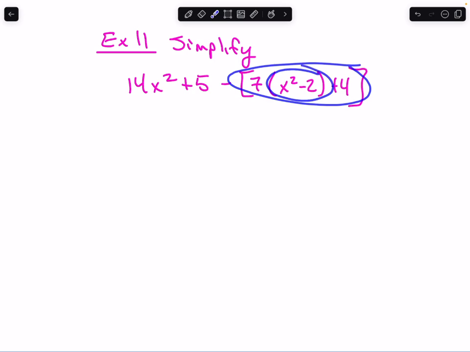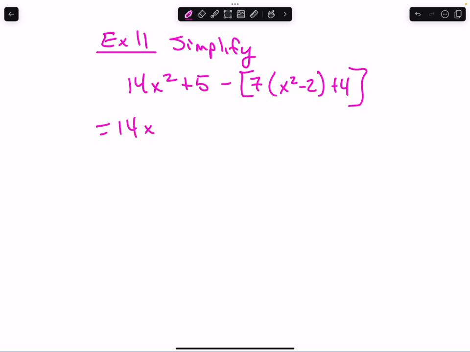Okay, so we work from the innermost set of grouping symbols, so inside the brackets, and then inside the parentheses is our innermost. Well, x squared minus 2, there's not really any simplification we can do there, but we can distribute our 7 inside here. So we'll do that first. So 14x squared plus 5 minus 7 times x squared gives us 7x squared. 7 times negative 2 gives us minus 14 plus 4.